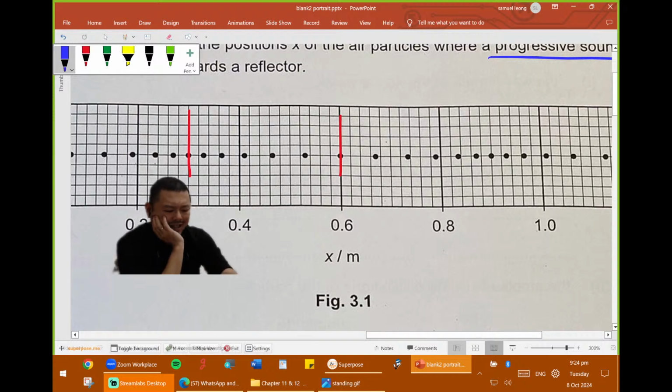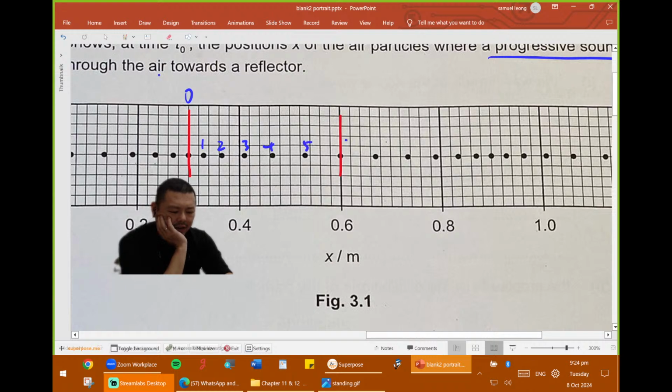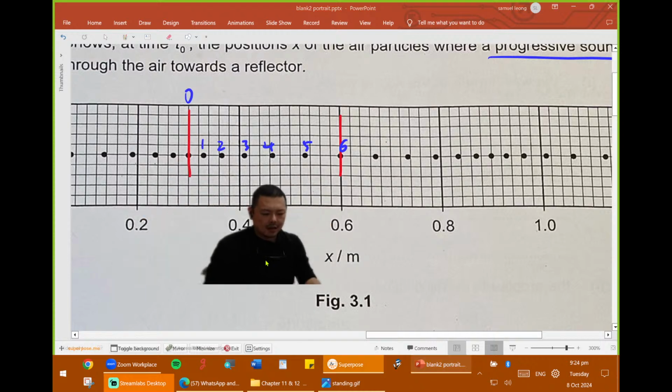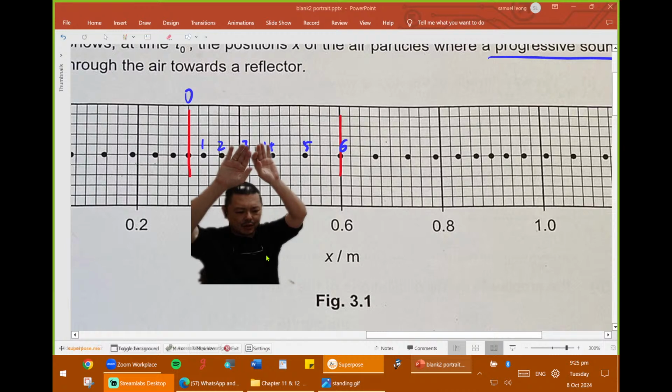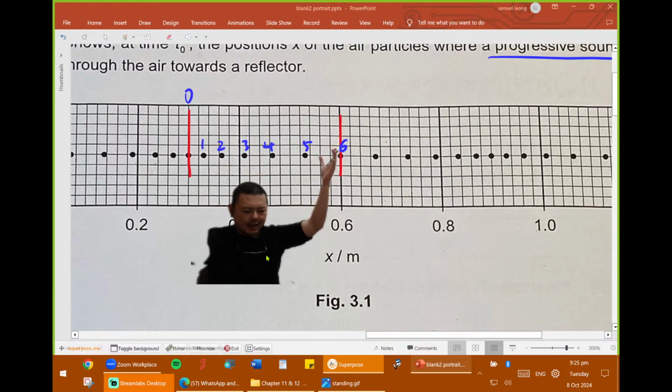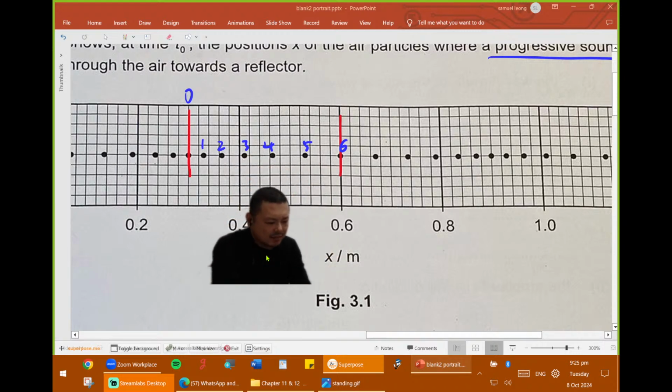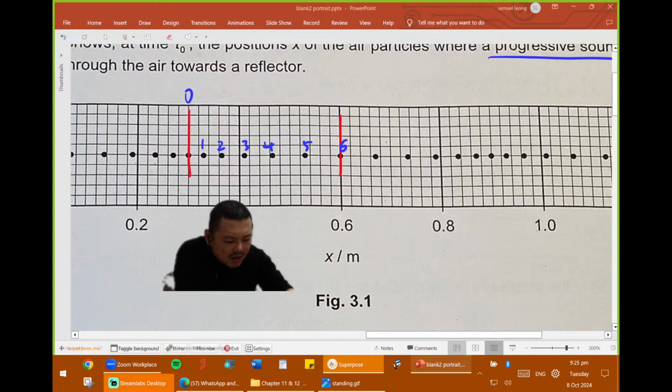Or actually, I should count as 6. Starting from position 0 here, then particle 1, 2, 3, 4, 5, and 6, right? I need to distribute these 5 back into this space here. You know what I'm saying? I need to distribute these 5 into this space here like this. How far should it be spaced? 3 by 3 by 3 by 3? No, that's only 4.